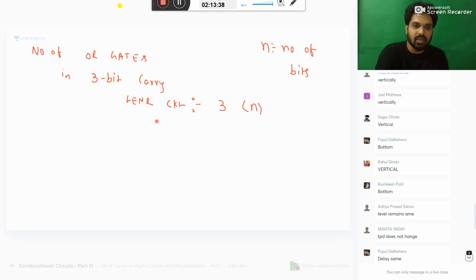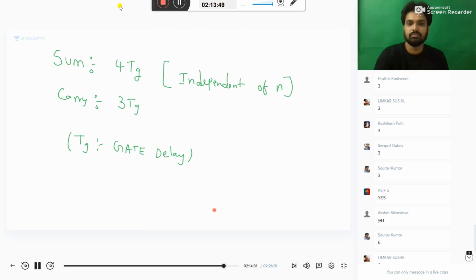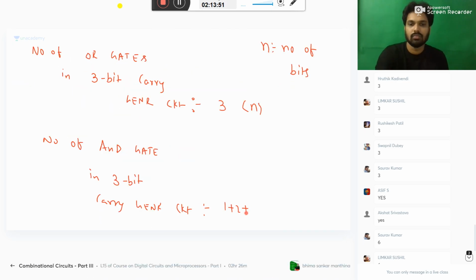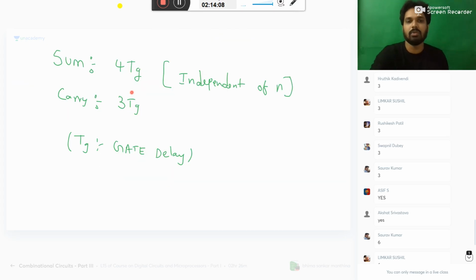Okay. Then what is the answer for the number of AND gates? How many AND gates? 1 plus 2 plus 3. I can say it is n into n plus 1 by 2 is the formula, because it is the sum of the first n natural numbers, 1, 2, 3. If you have 4, more gates will come. So this is the generalized formula which you should remember.